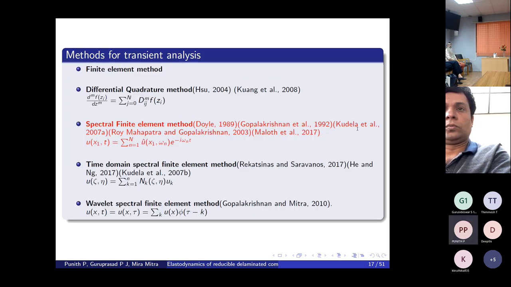So next, to do the transient analysis, although we can follow the finite element method or the differential quadrature method, we have followed a spectral finite element method, because in this method the displacements are expressed in the frequency domain and in the wave number domain, so that the number of elements required to compute the transient response of a beam decreases, as we are eliminating the requirement of small time discretization as well as small element discretization. That's the reason we are using the spectral finite element method, to improve the computational time as well.